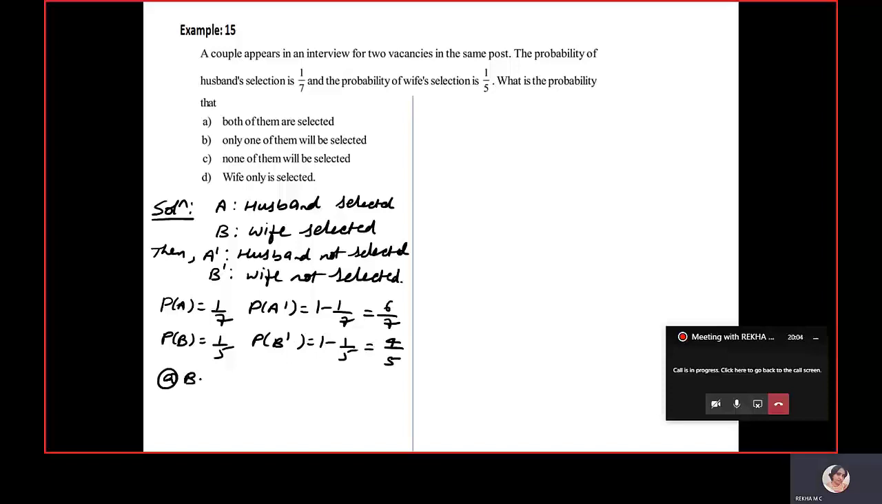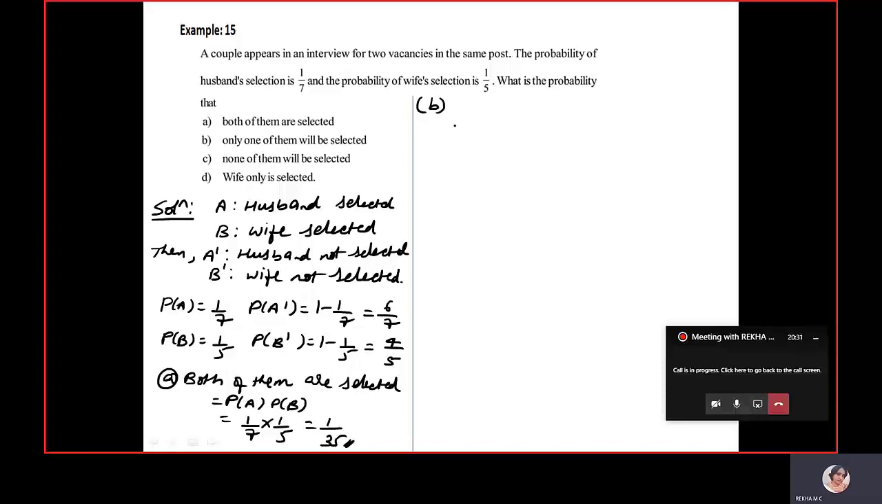Subquestion A, both of them are selected. That is equal to P of A into P of B. P of A is 1 by 7. P of B is 1 by 5. That is equal to 1 by 35.